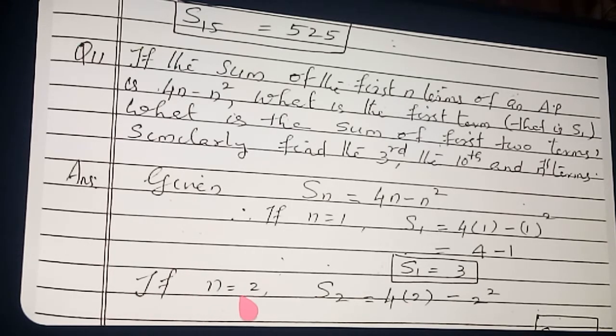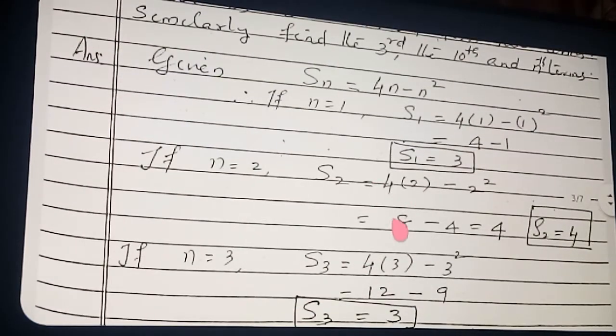And so first term got now, that is S1. Conclusion we will write last. And if n is equal to 2, what will you get? You will get S2. I told you wherever n is there, they are all replaced by 2. So S2 is equal to 4 into 2 minus 2 square. Okay. So 4 into 2, how much coming? 8. 2 square, how much coming? 4. 8 minus 4, how much coming? 4. So S2 is 4. So sum of two terms also you got now?